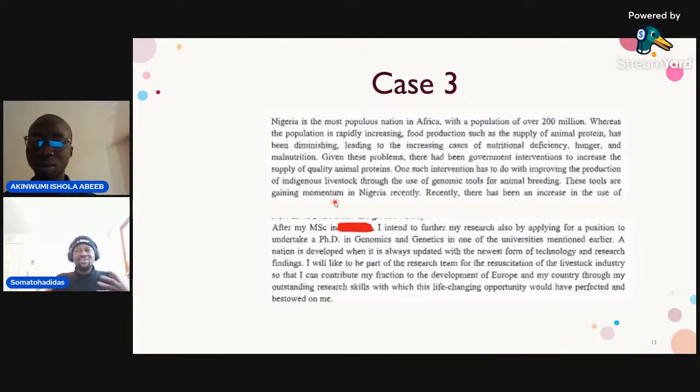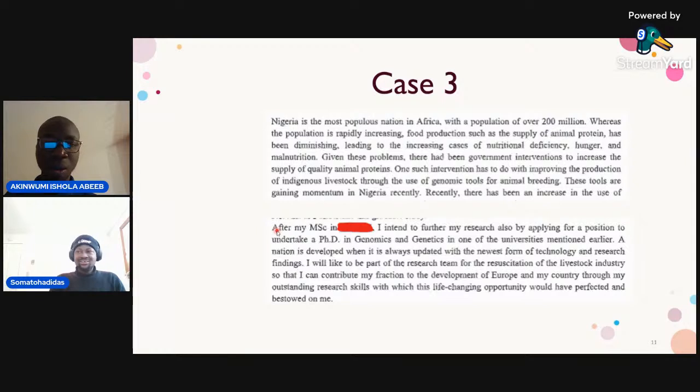So this person introduced the problem, the problem of inadequate animal protein for human consumption, which has been backed by many examples. And then what the governments have done on that. So what they've done, but they've not been so successful, maybe due to lack of expertise in the field of genetics and genomics. So this person used this introduction for that.